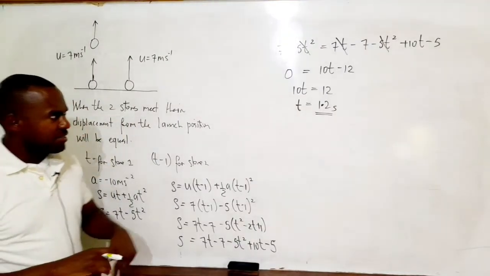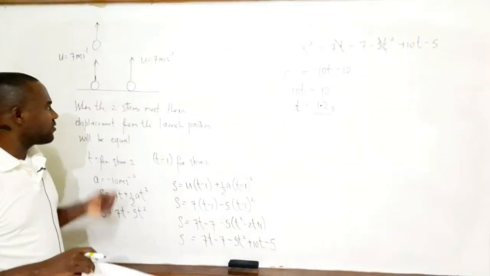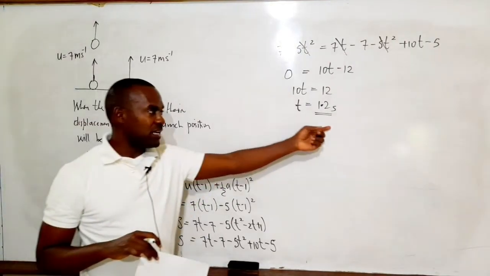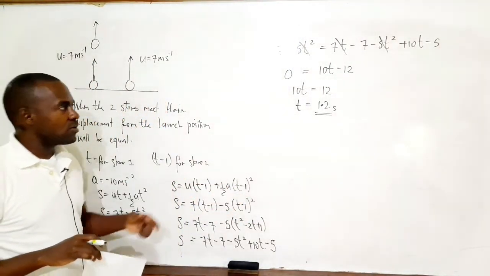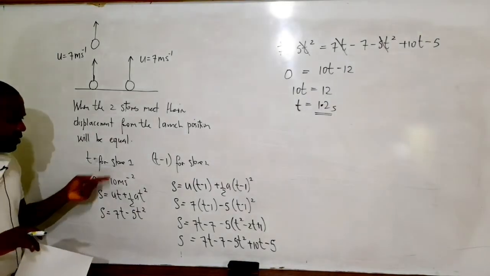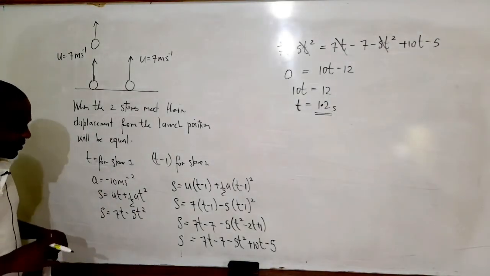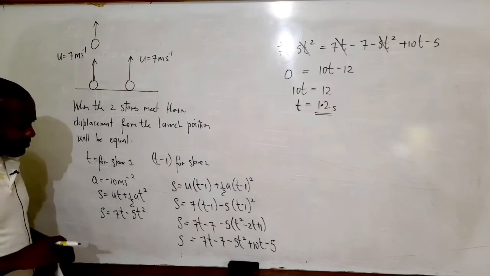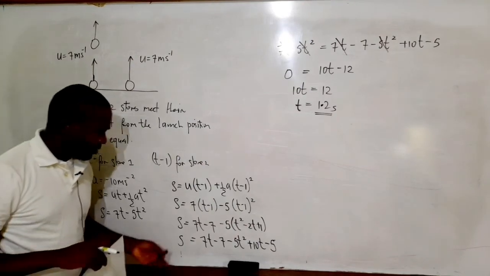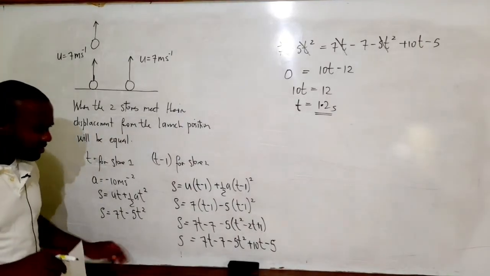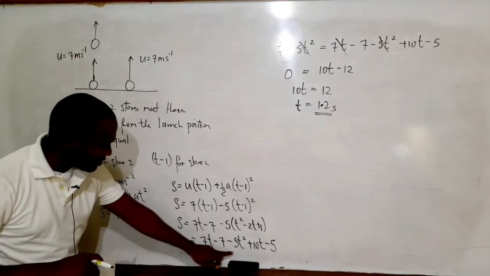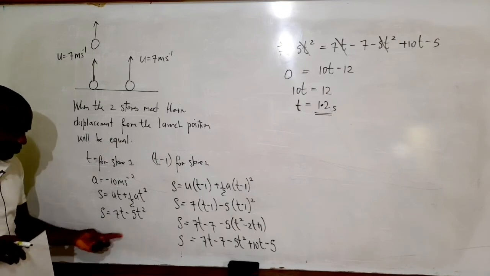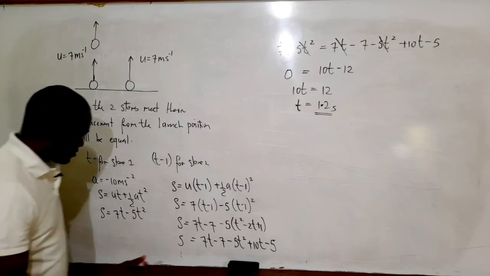Now bear in mind that this t represents the time for stone 1. So we have to be careful about which equation we substitute this value into. Because t was used to represent the time taken for stone 1, we will substitute that value into this version of the equation, s equals 7t minus 5t squared. As a matter of fact, because we equated them, it should go into either and we should get the same result. But this one is much simpler and more straightforward, so we'll use this one.